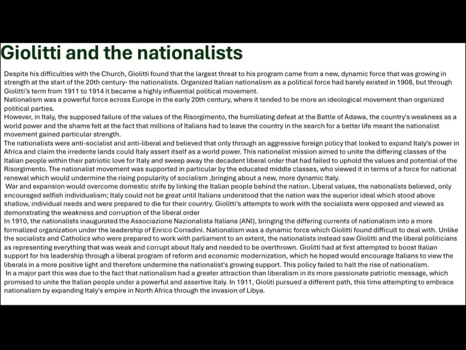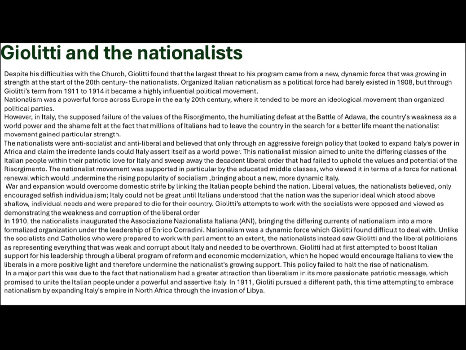We then have Giolitti and the Nationalists. So, despite his difficulties with the Church, he found that the largest threat to his programme came from a new dynamic force that was growing in strength at the start of the 20th century. The Nationalists. Organised Italian nationalism as a political force had barely existed in 1908, but throughout Giolitti's term, it became a highly influential political movement.